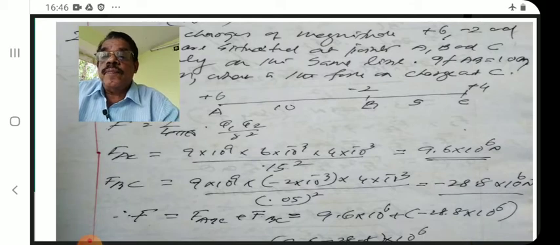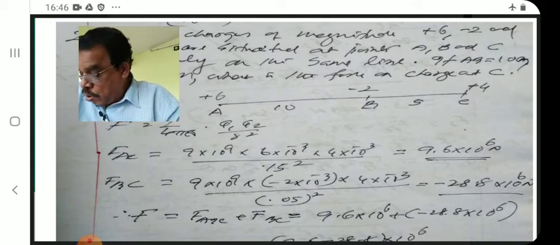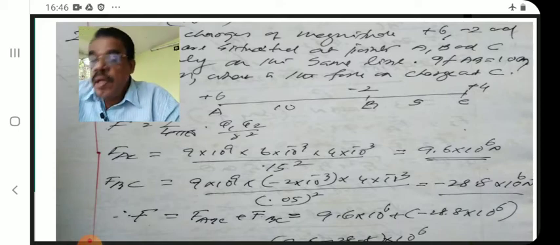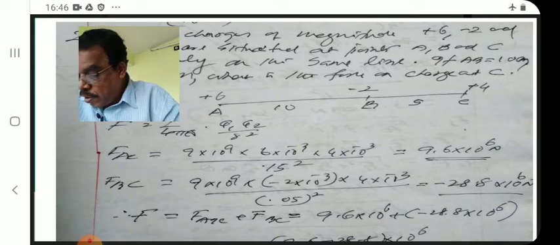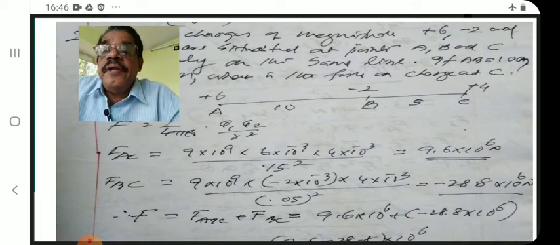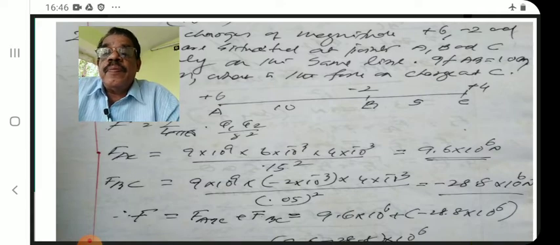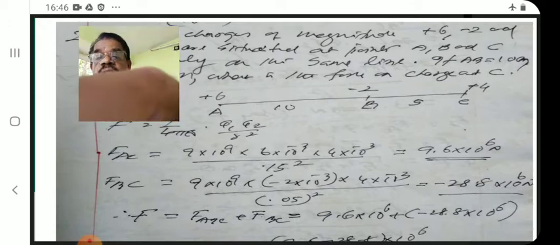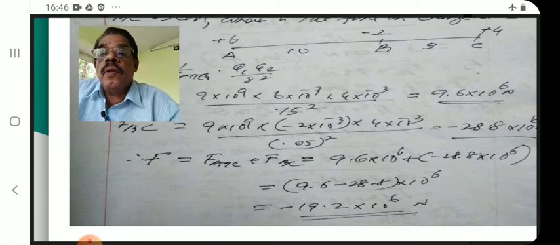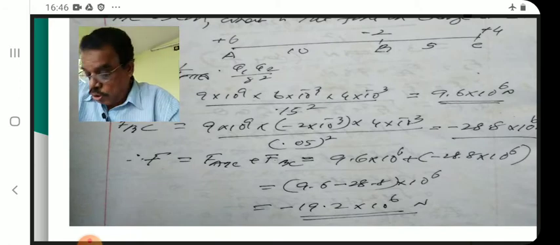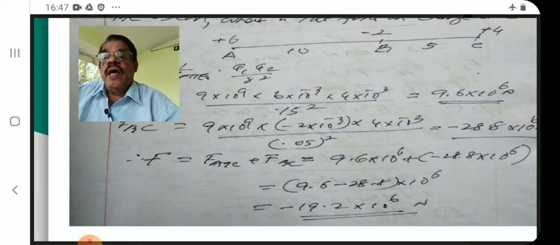Therefore, the total force is equal to FAC plus FBC. The two forces are added. FAC plus FBC, 9.6 into 10 raised to 6 plus the second force, which is negative, so we write it in a bracket. So the answer works out to be minus 19.2 into 10 raised to 6 Newton. The force is attractive.